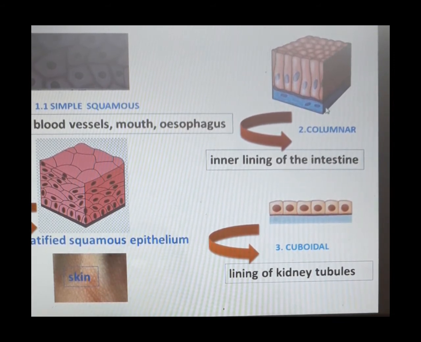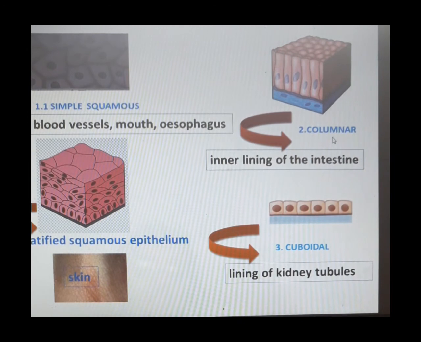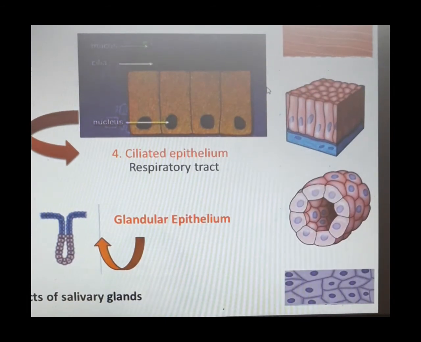The next type is columnar epithelium. Can you see here the cells are tall and big like columns, and they rest on the basement membrane. So due to the shape of cells, the epithelium is given the name columnar epithelium. And where will you find this epithelium? It is present in the inner lining of the intestine. So, my dear friends, here we finish three types of epithelial tissues: squamous, columnar and cuboidal. And now let us talk about the fourth one, ciliated epithelium.